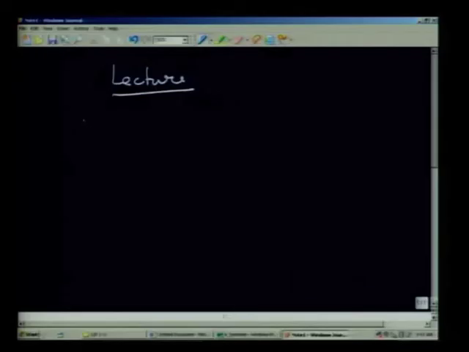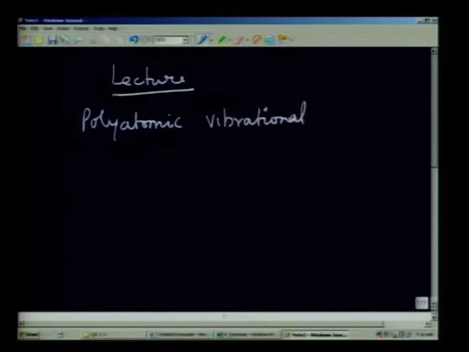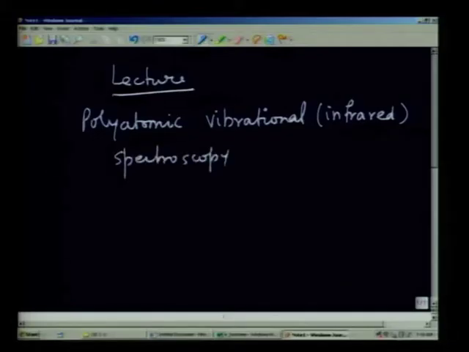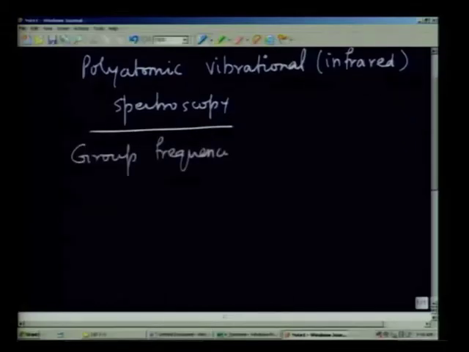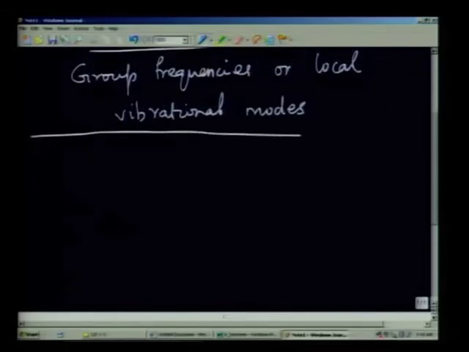Today's lecture is on polyatomic vibrational spectroscopy. We are looking at infrared radiation for infrared spectroscopy, and we shall look at what are called group frequencies or local vibrational modes. It is an extremely important subject in vibrational spectroscopy.